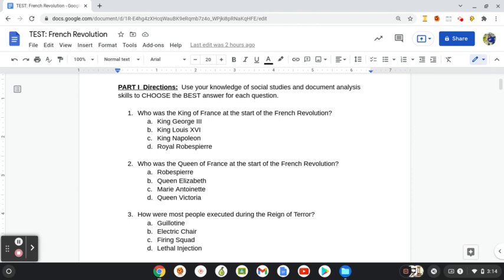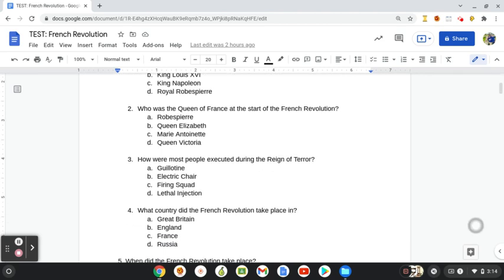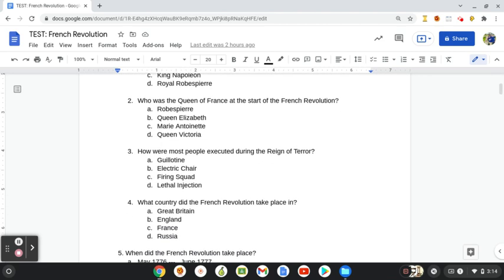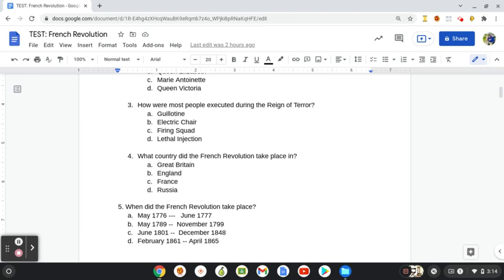King George III, King Louis XVI, King Napoleon, or Royal Robespierre? Number 2, who was the Queen of France at the start of the Revolution? Robespierre, Queen Elizabeth, Marie Antoinette, or Queen Victoria? Number 3, how were most people executed during the Reign of Terror? Guillotine, electric chair, firing squad, lethal injection.